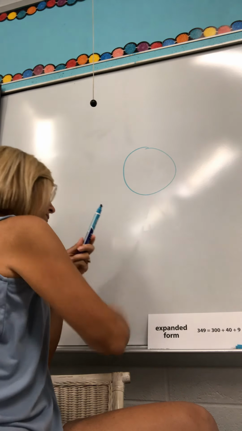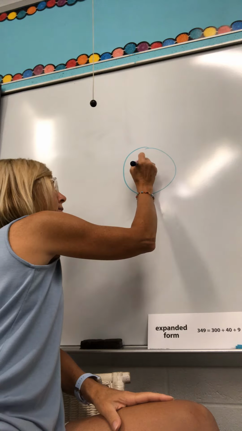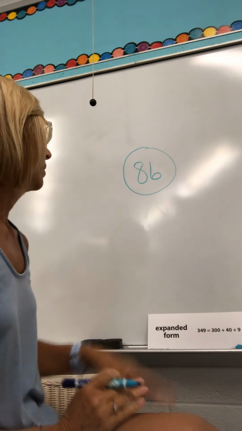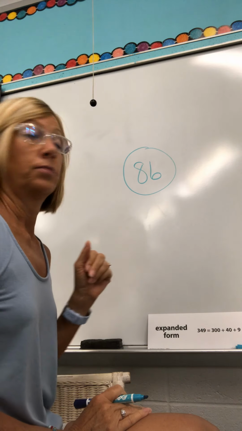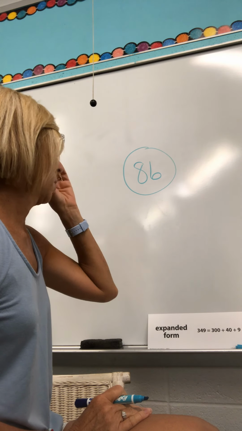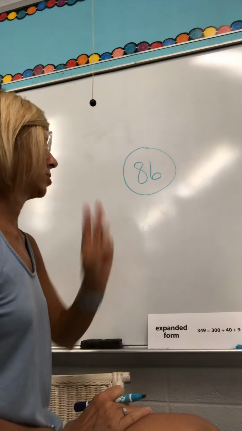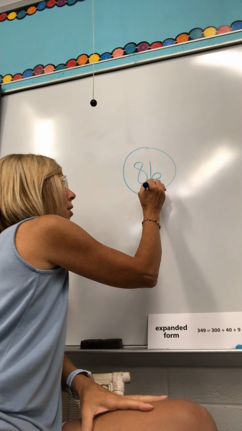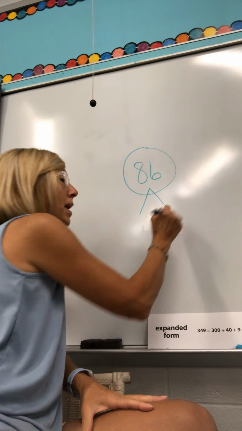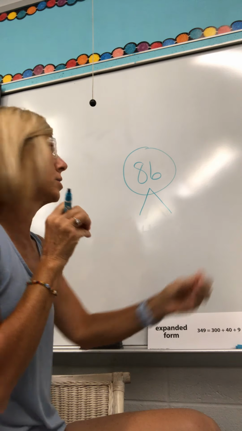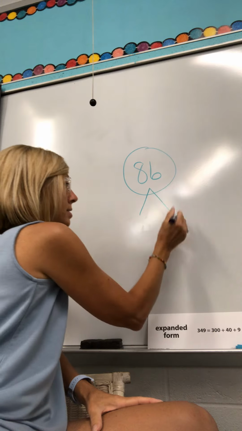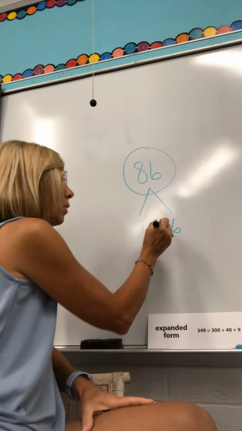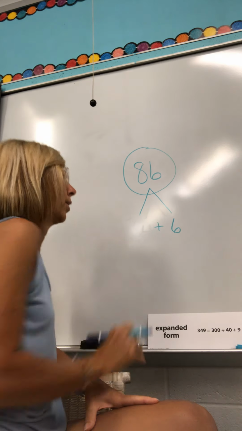Let's make the number 86. Okay. I could write out word form, 86 in words. This is the standard form, has two digits. And I'm going to now expand it. I'm going to pull it apart, okay? There's 6 in the ones. That 6 is only worth 6 by itself. It's in the ones category.